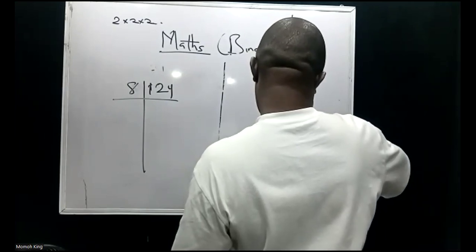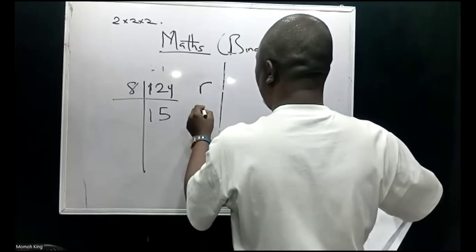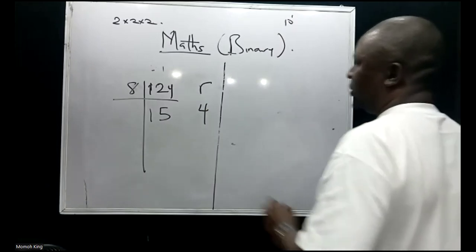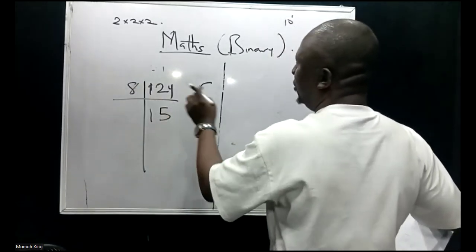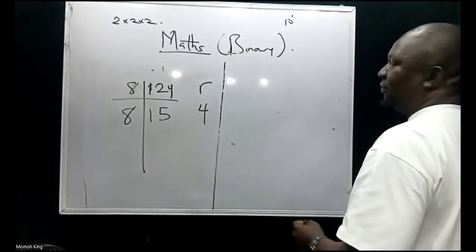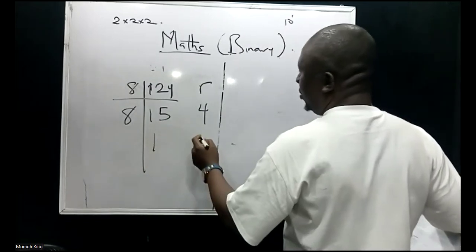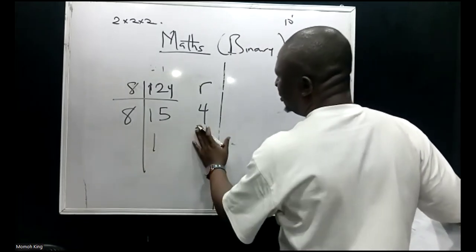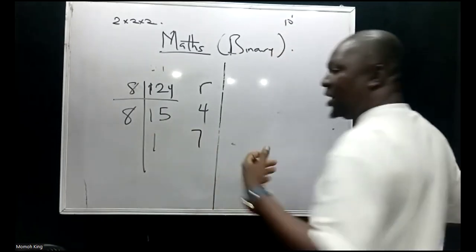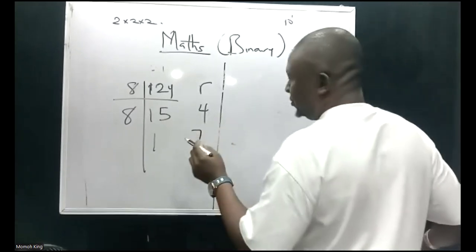Yes, sir. 15 remainder 4. As you say, if you multiply 8 by 15 and add 4, you're going to get 124. Now, 8 again. How many times can 8 go into 15? 1 remainder 7, because 8 times 1 is 8, and 7 plus 8 is 15. It's not 5.